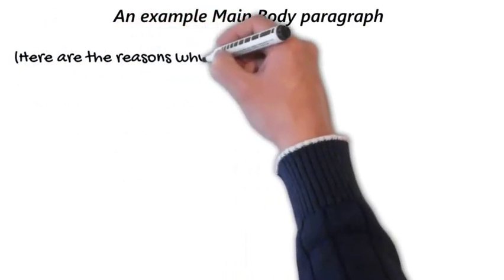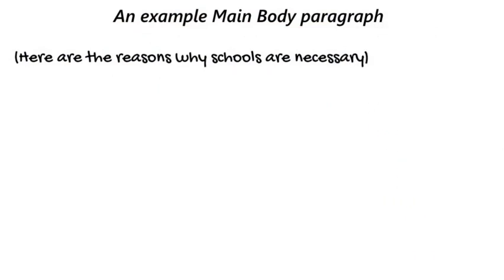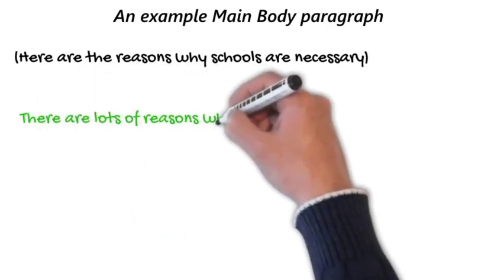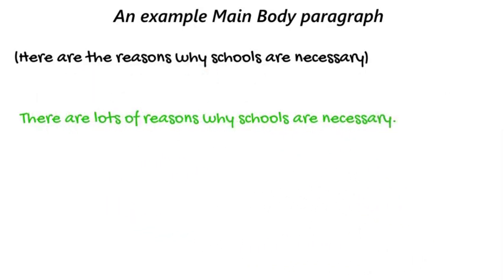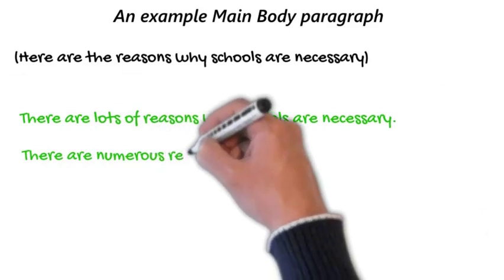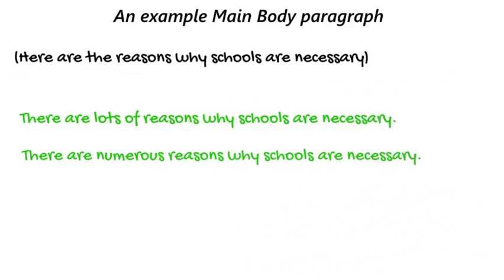Okay, so this is my paragraph. First, I need to write my topic sentence. I want to say, here are the reasons why schools are necessary. I could write, there are lots of reasons why schools are necessary. However, lots of is a little informal, and we could use a much better word to improve our lexical range score.